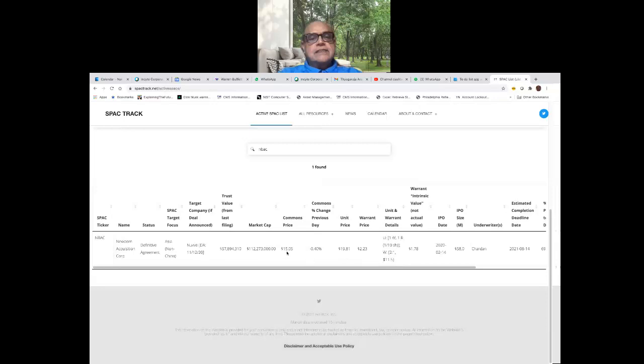So 15.05 plus 4.46 will be closer to 19.91. Oh, nice. Okay. But under certain circumstances you will see that there is a good gap between warrant and commons. That happened with Nikola. When Nikola went public, they had an option to exercise those stocks. Warrants were trading at a very low price, but the commons were at a high price. So a lot of people bought warrants at a low price, exercised them, got the stock and sold immediately for a huge profit.